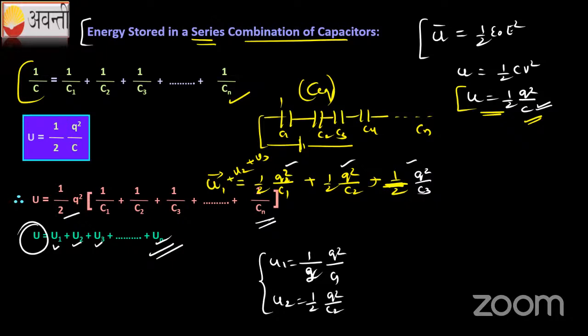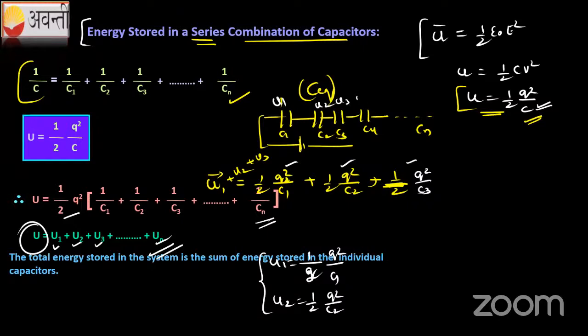Clear now? Shall we move ahead? Give your responses. Good Purnima. Good Ashwini. Okay, look. The total energy stored in a system is the sum of the energy stored in the individual capacitors. Means how much energy is stored in each individual capacitor? Suppose this one has U1, this one U2, this one U3, this one U4. Like that, if you want total energy, you will add all the energies. Total energy will be U1 plus U2 plus U3 plus U4 up to Un.